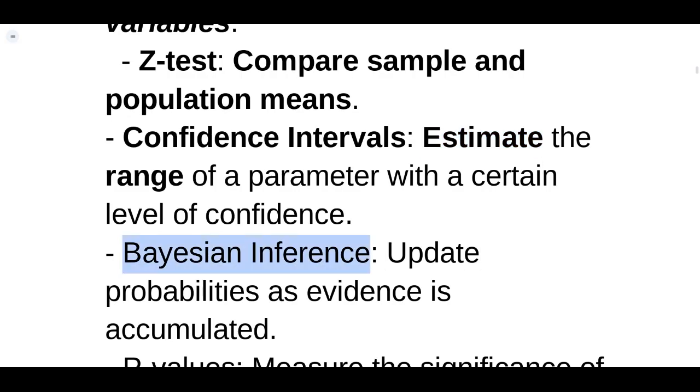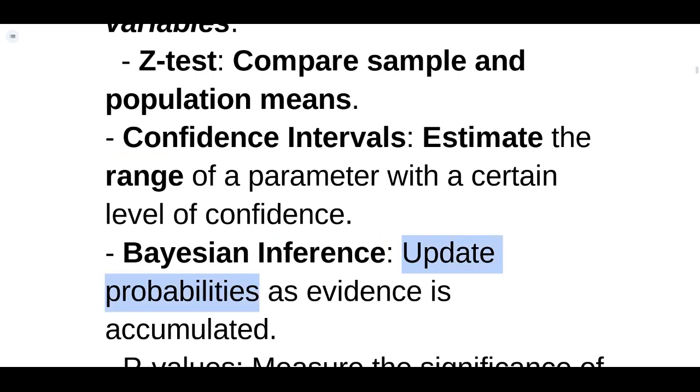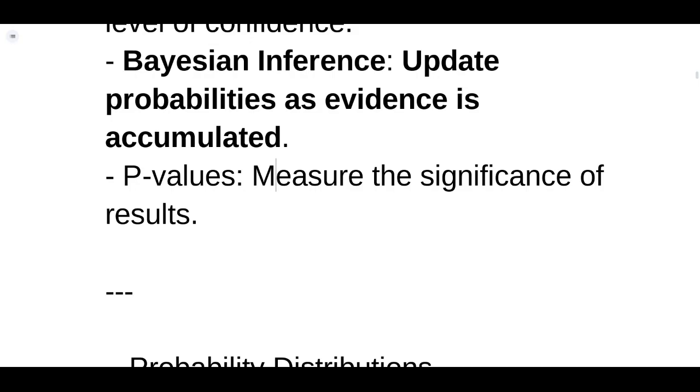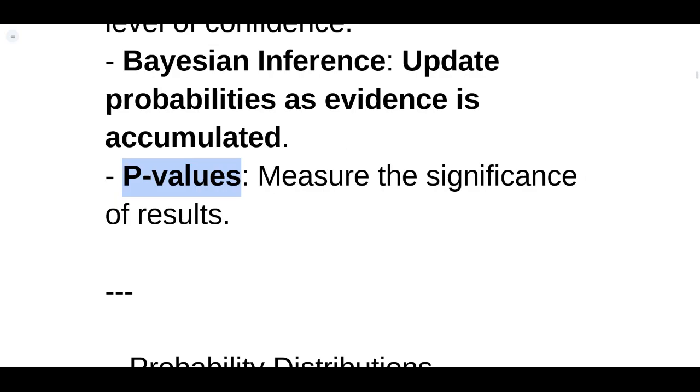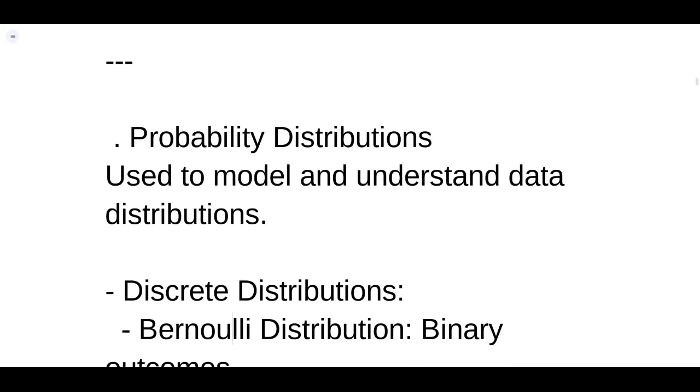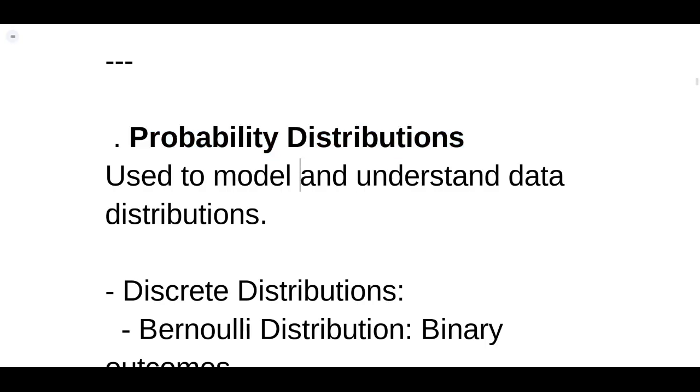Bayesian inference updates probabilities as evidence is accumulated. P-values measure the significance of the results. Probability distributions are used to model and understand data distributions.